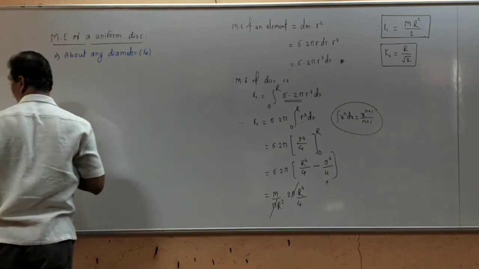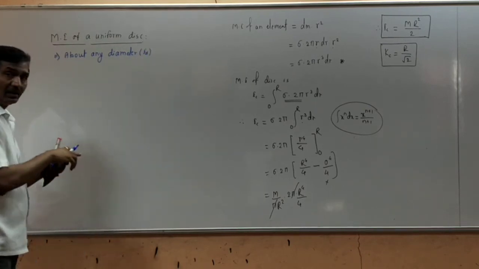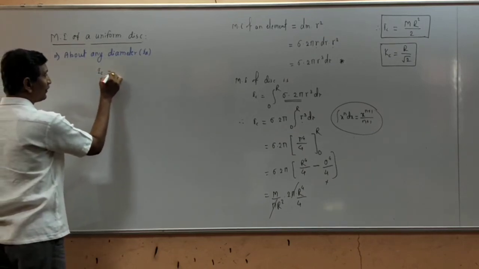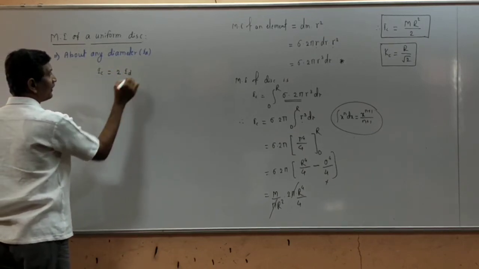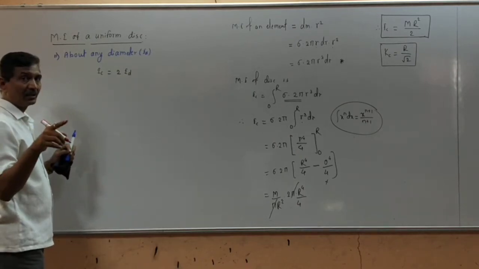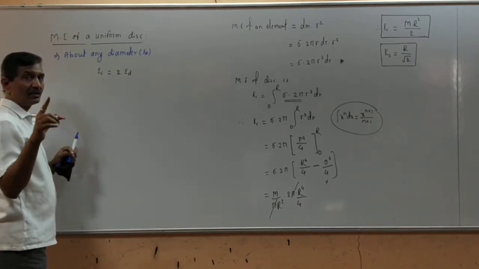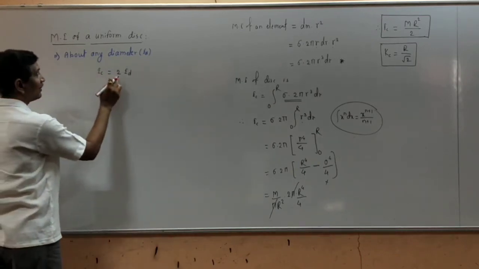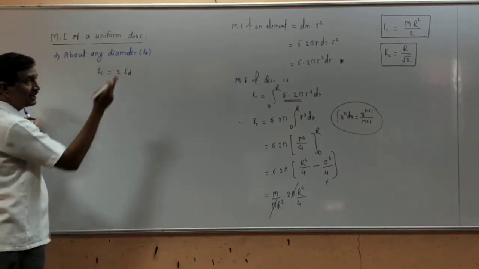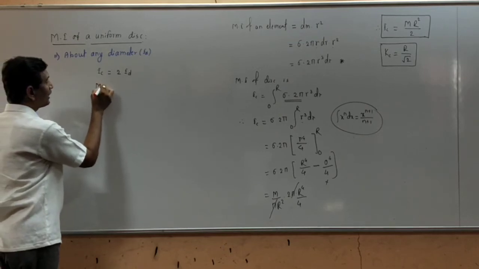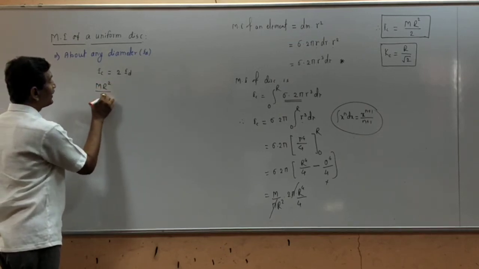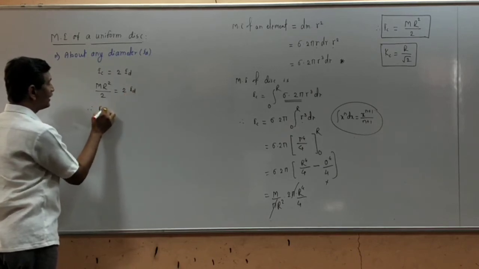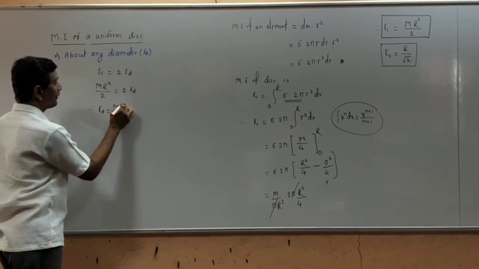Same process we follow here as that of the ring. Therefore, IC is what? Twice of ID. Use the same formula: IC is equal to ID plus ID. That is why here it is twice of ID. What is IC here? It is MR square by 2, which is equal to 2 into ID. Therefore, we get ID is MR square by 4.